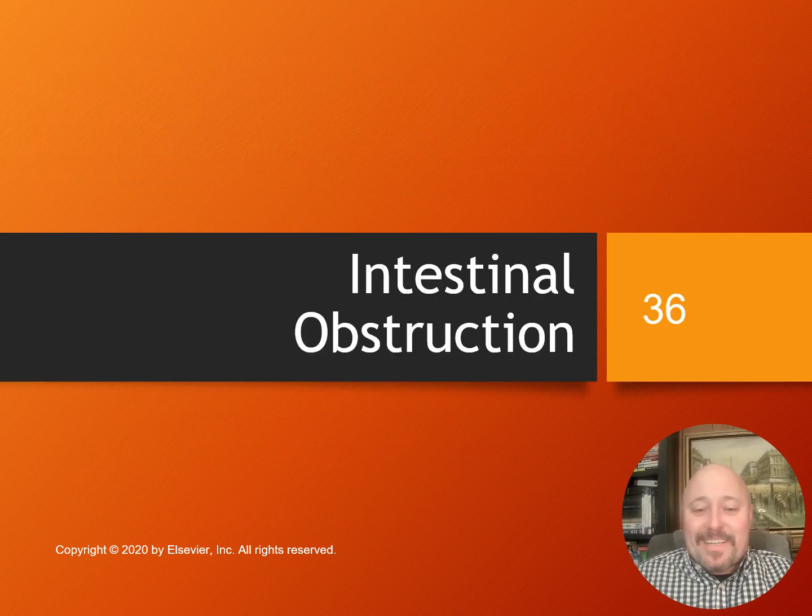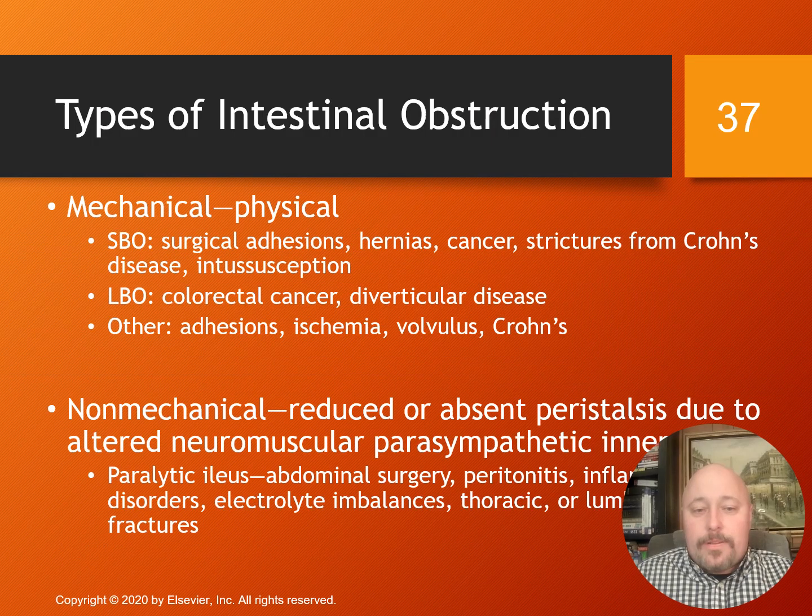Let's talk about intestinal obstruction. There are different types of intestinal obstruction. The first will be mechanical or physical obstructions, such as a small bowel obstruction, caused by surgical adhesions, hernias, cancer, strictures from Crohn's disease, or lower bowel obstruction: colorectal cancers, diverticular disease, and other adhesions, ischemia, or Crohn's.